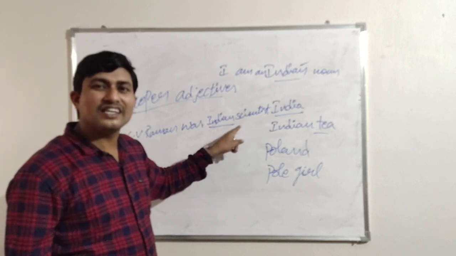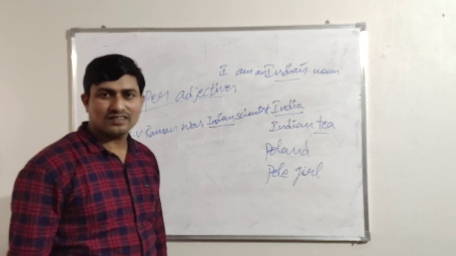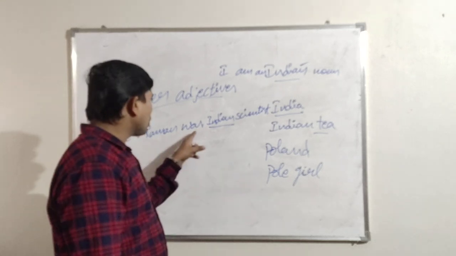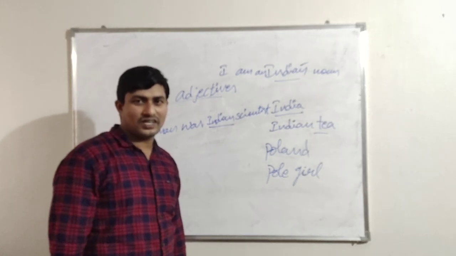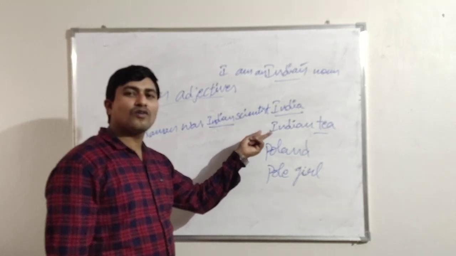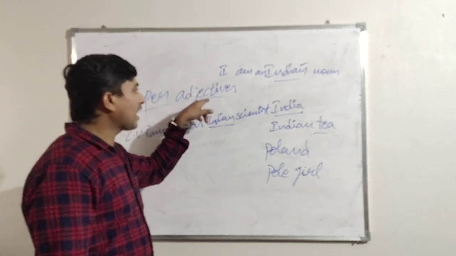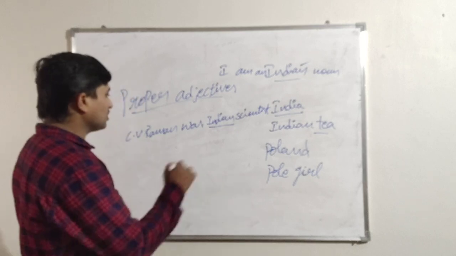Which scientist? Indian scientist. Physicist. Okay, so C.V. Raman was an Indian scientist. Am I right? So here it modifies or adds to the meaning of the noun. It is called an adjective.